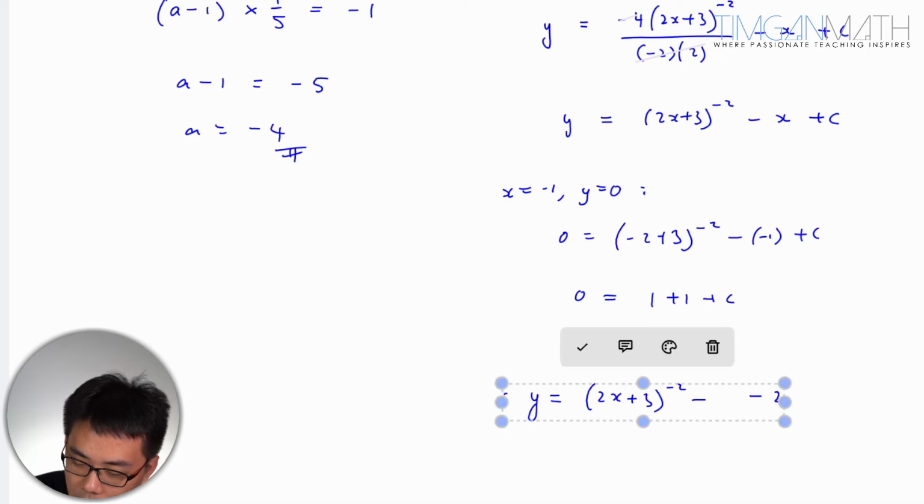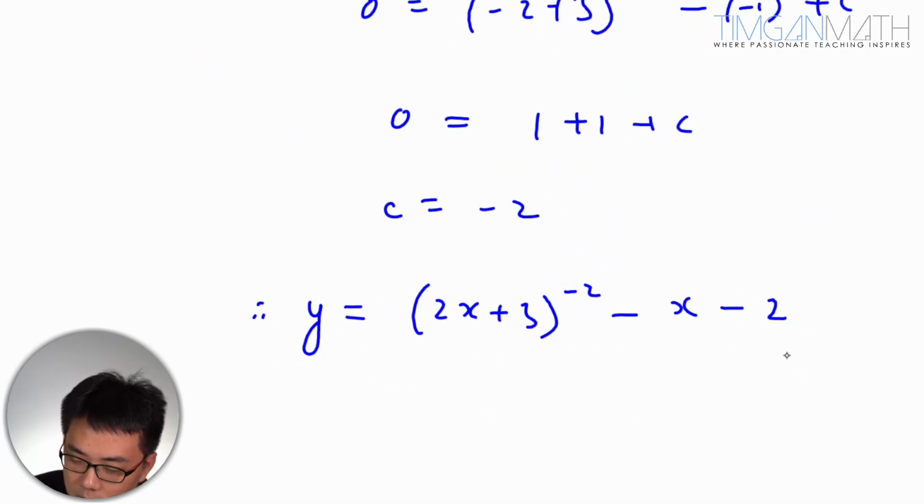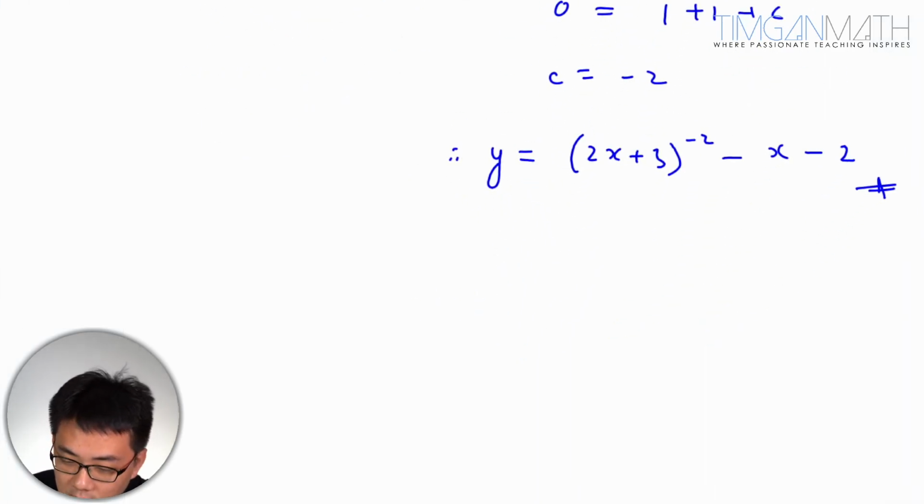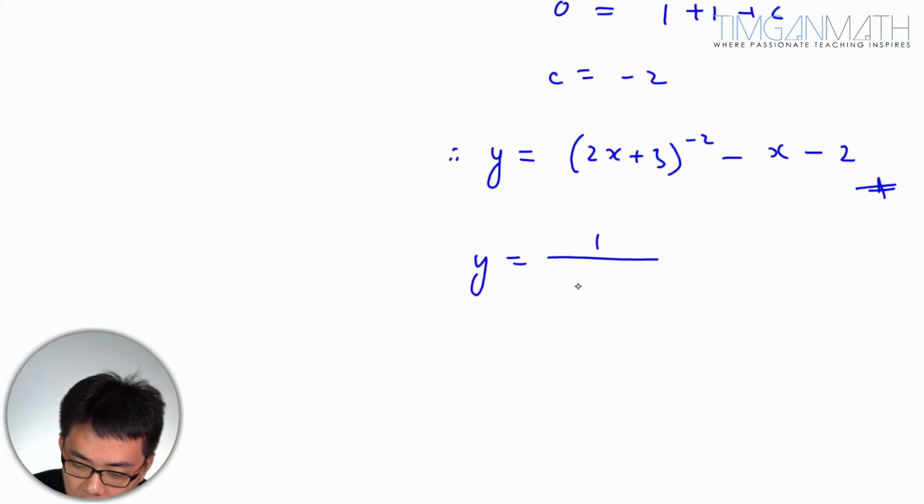Okay, so this is how you do this question proficiently, or you can just write this as y equals 1 over (2x plus 3) squared, minus x, minus 2.